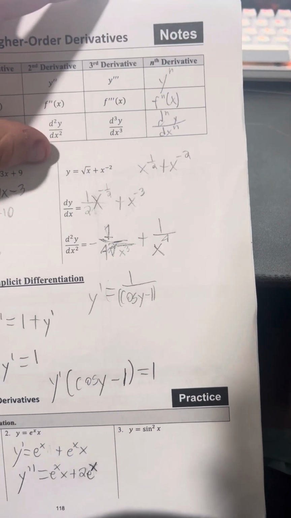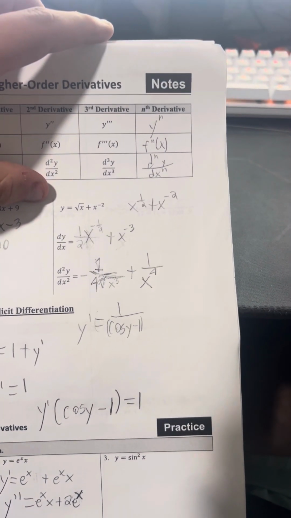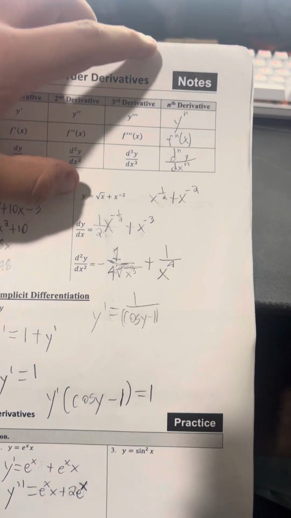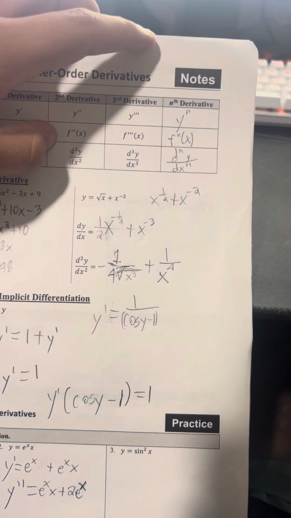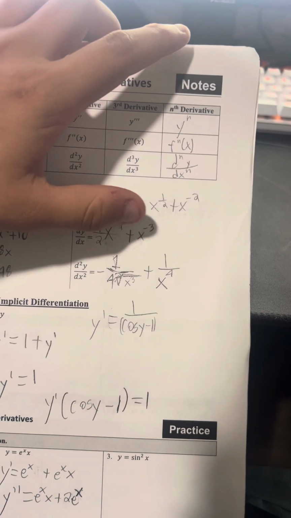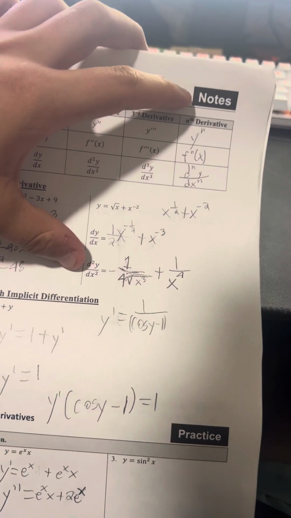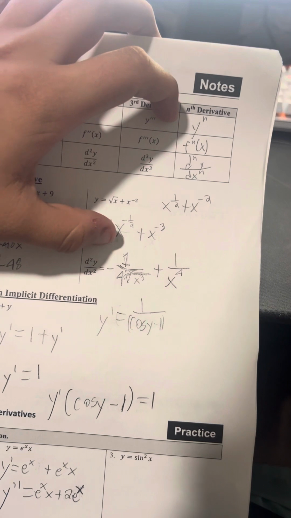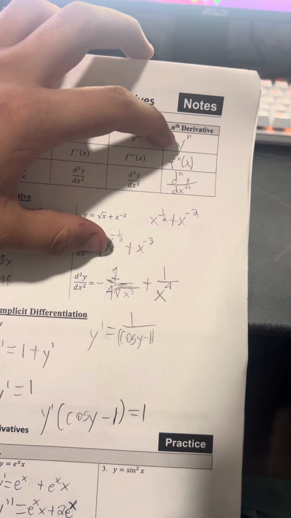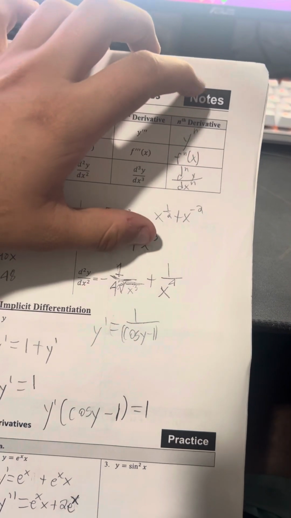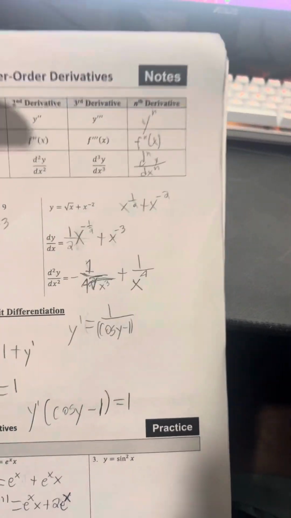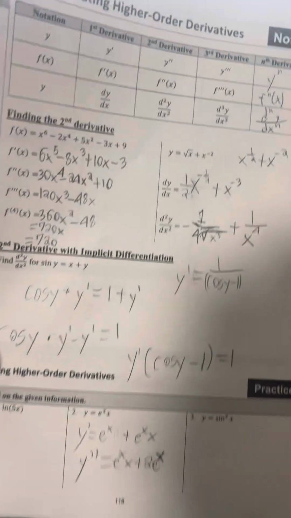Now over here we have y equals the square root of x plus x to the negative 2. So the first derivative would be 1/2 x to the negative 1/2 plus x to the negative 3rd power. Now the second derivative would be negative 1 over 4 square root of x cubed plus 1 over x to the 4th. So that's a negative. You're just flipping it to the bottom on that one.